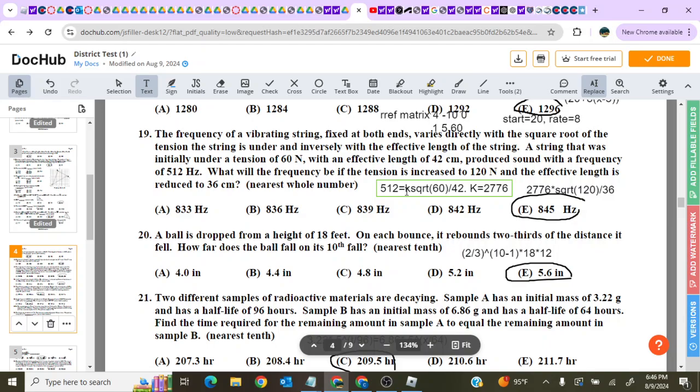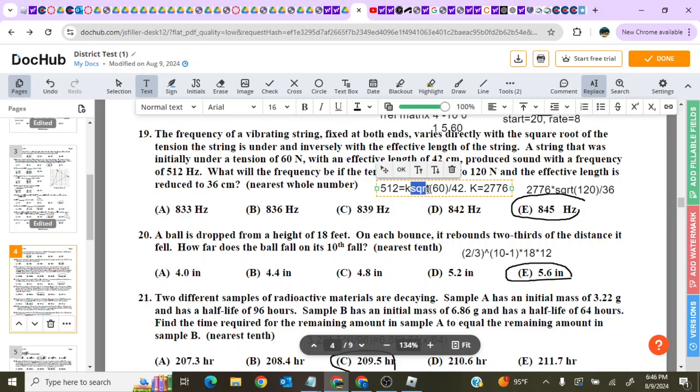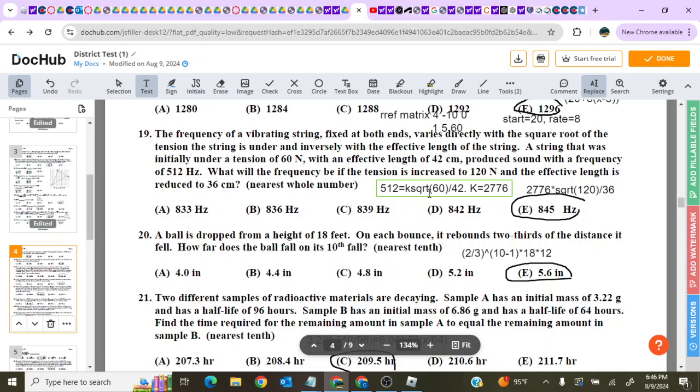So because it's directly related to these, basically we have to figure out what k value this is being multiplied by to get the frequency we talked about. So it's directly related to the square root of the tension, so you multiply it by the square root of your 60 newtons tension, and it's inversely related to the length of the string, so you divide it by that 42. So then you use that to figure out your value of k.